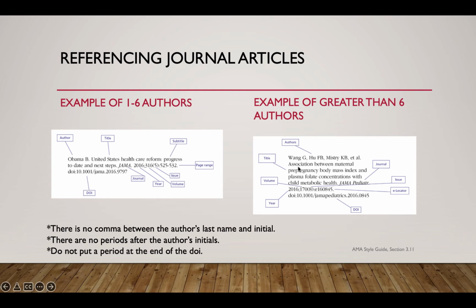And then you will see the title here, and there is no subtitle, but take note that only the first word of the title is capitalized. It's followed by the journal name, which is italicized, and then the year, the issue, and on this one, they have an E locator. And then finally, you use the DOI. Again, taking note that there is no period after the DOI.